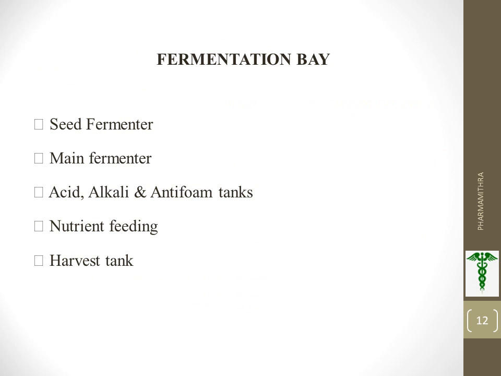This is simply the fermentation route. That is, there's a seed fermenter, where we introduce the raw material. Then a main fermenter, where we control the acid, alkali, and antifoam tanks and the nutrient feeding options, and finally the harvest tank. This is just a simple layout of the pattern of fermentation.